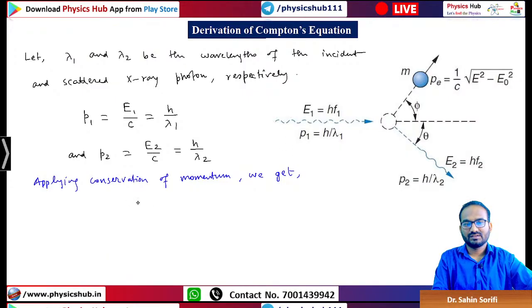If I write in vector form, P1 is the initial momentum. What is the final momentum? Let's say the momentum of the scattered photon is P2 and here it is the momentum of the electron. This is the recoil electron. The momentum of the recoil electron is denoted by Pe. So this is nothing but P2 plus Pe.